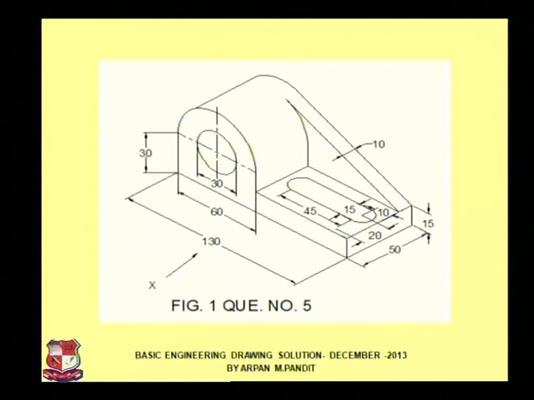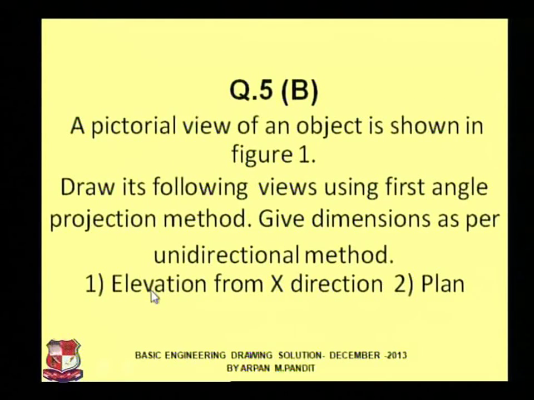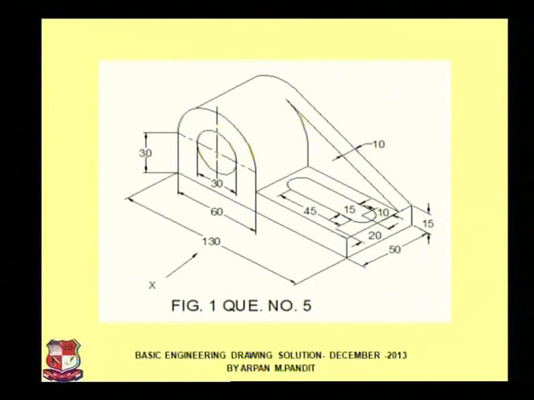Now this is the figure. We need to draw elevation from this X direction and we need to draw plan. Plan means we are looking from this above side and we need to take these two projections using the first angle projection method. Now how we can draw this? Let's have a look in the page itself.